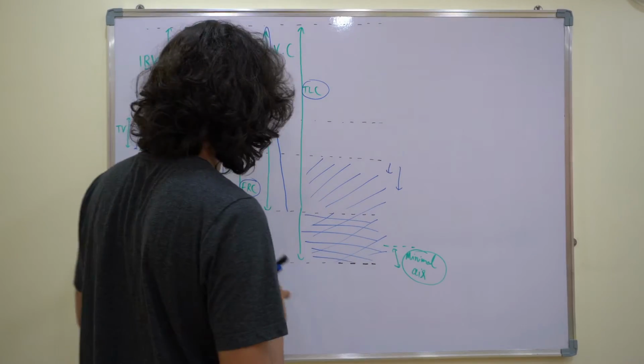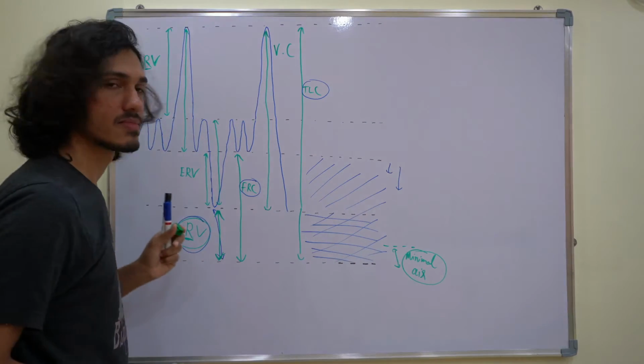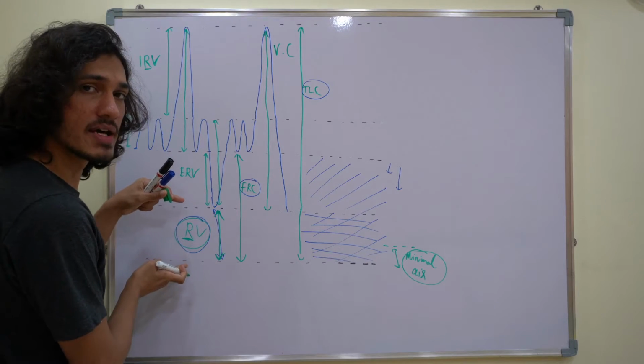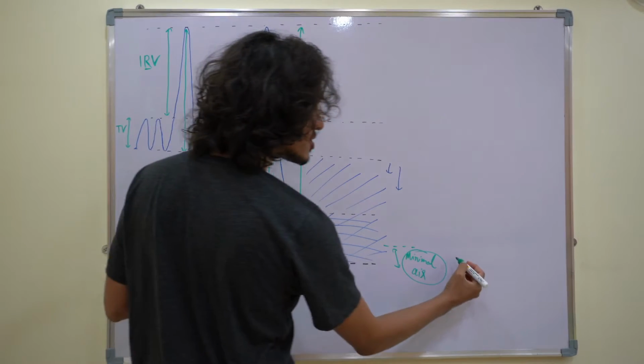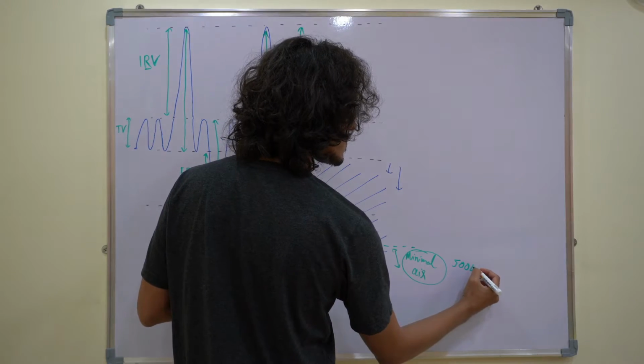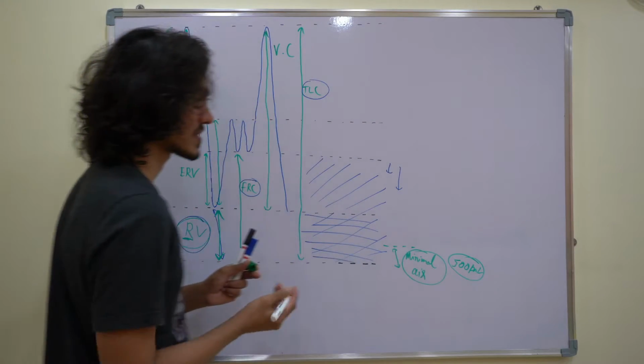So that normally comes to your tidal volume. So this was 1 to 1.2, and this will come to around 500 milliliters. So that is the minimal air.